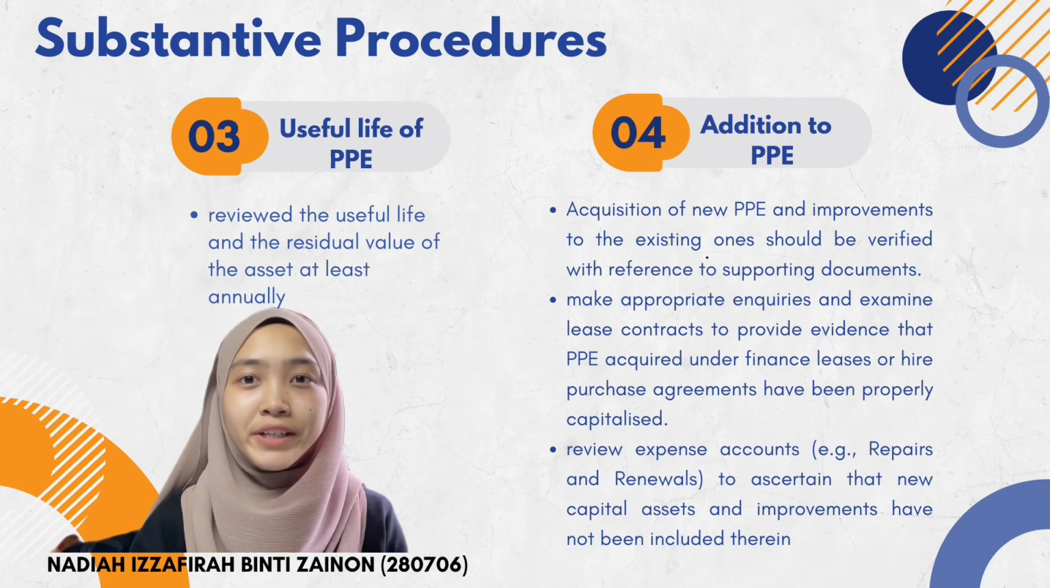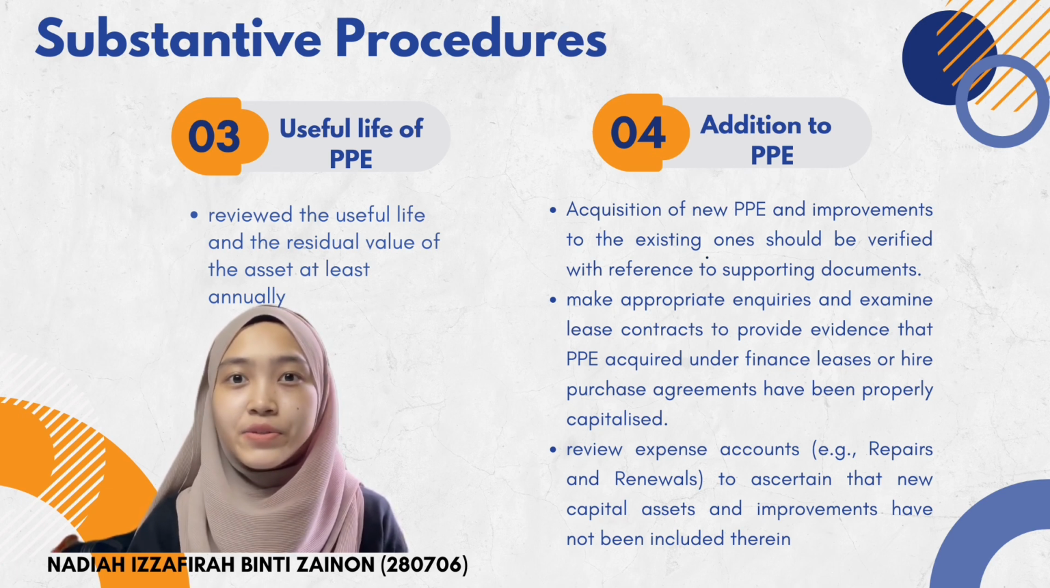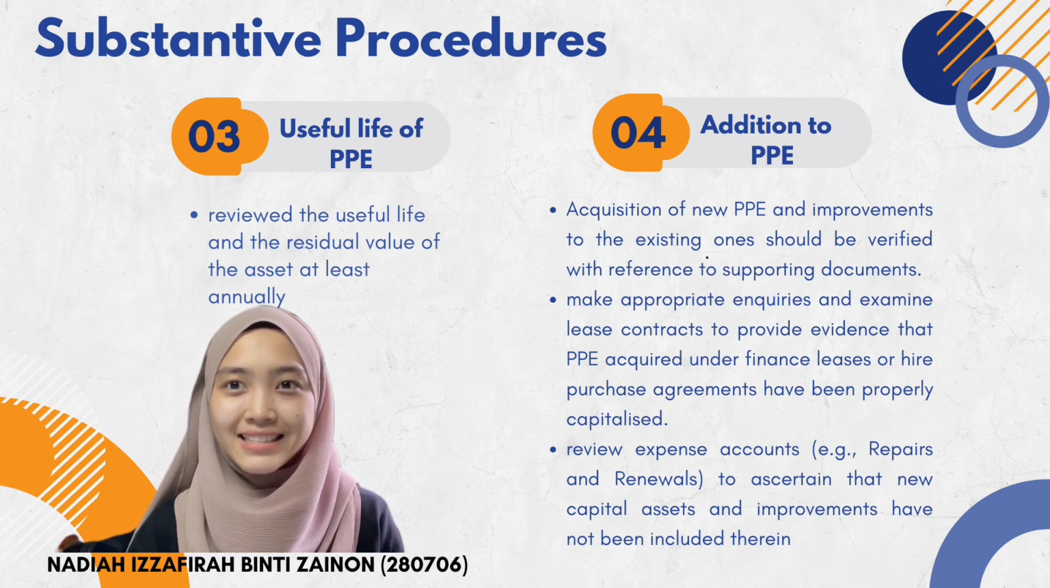Moreover, for the useful life of PPE, auditors shall ensure that the management has at least yearly assessed the asset's useful life and residual value. The asset's useful life is often determined using various criteria specified through the standard or the entity's asset management policy, as well as the future economic benefits reflected in the asset.